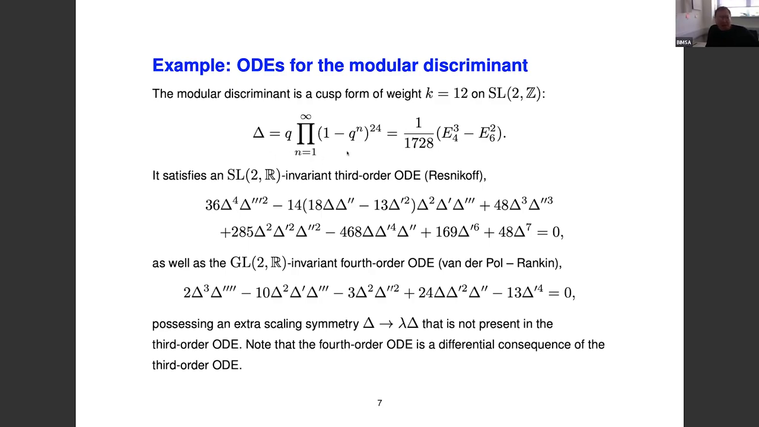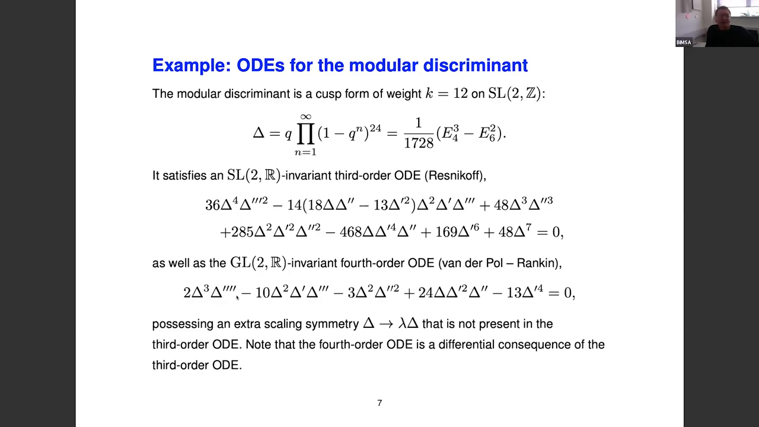But the same function also satisfies a fourth order ODE, which is written here. This time, it's also algebraic in the derivatives. Coefficients are also integers. And this time it's quasi-linear, so it's linear in the top derivative.